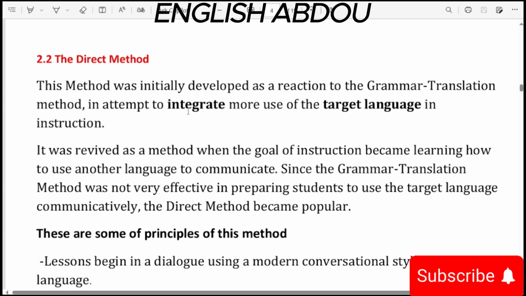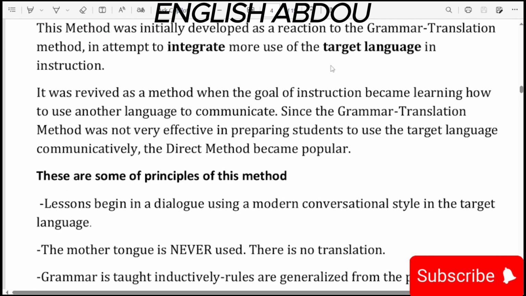So the target language is very important in this method. It was revived as a method when the goal of instruction became learning how to use another language to communicate, because the aim of this method is communication. Since the grammar translation method was not very effective in preparing students to use the target language communicatively, the direct method became popular. So, of course, the grammar translation method neglected communication and pronunciation.